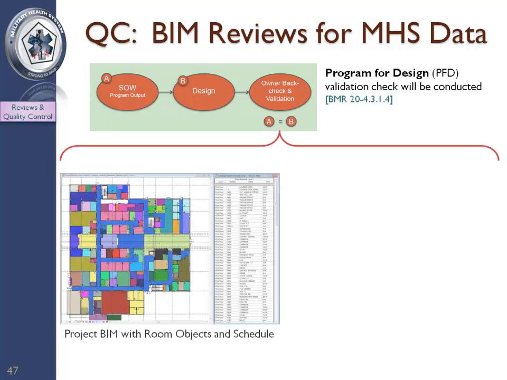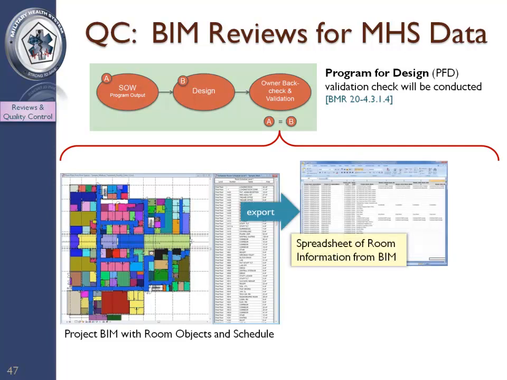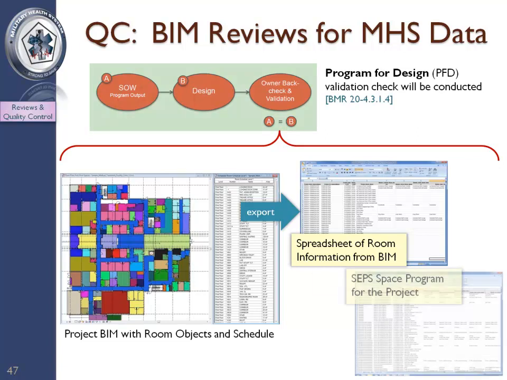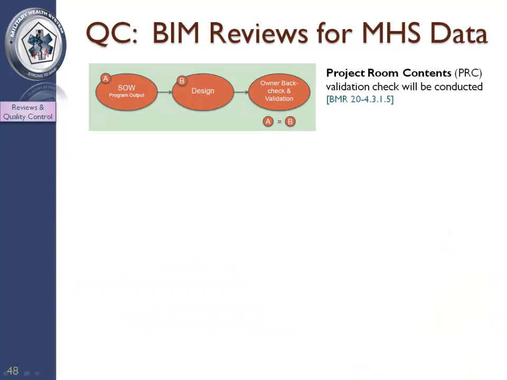The PFD validation check provides a report of the project BIM rooms and compares it to the project program plan. The comparison can either be done within the model platform or via an external project review program approved by the government. Actual net square feet for the design shall be automatically generated within the model and not manually entered. The rooms that fall outside of an allowable variance that has been established for the project will be indicated in the report.